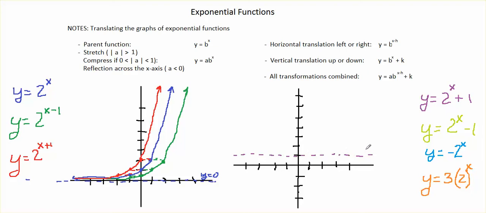So I'm going to go ahead and label that. If I put in a 0, that's 2 to the 0th power is 1, plus 1 is 2.